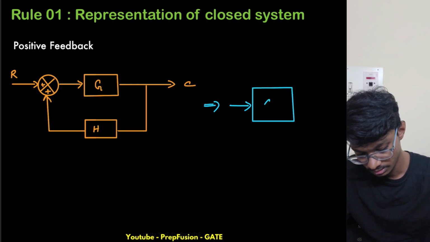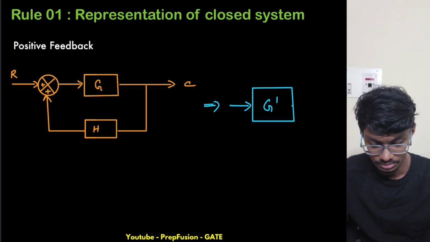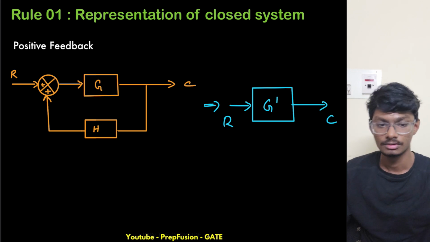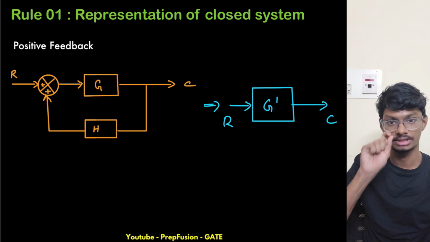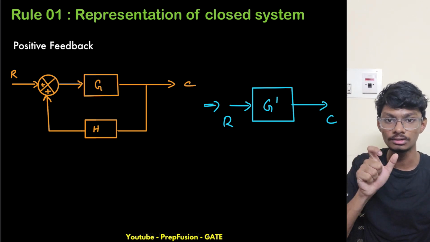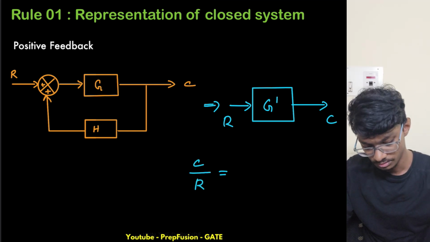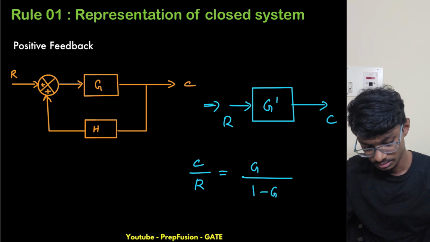Let's say this is G dash, right? So again, what will be the G dash this time? G dash this time will be just the sign will change, right? It will be G upon 1 minus GH. So C upon R equals G upon 1 minus GH.